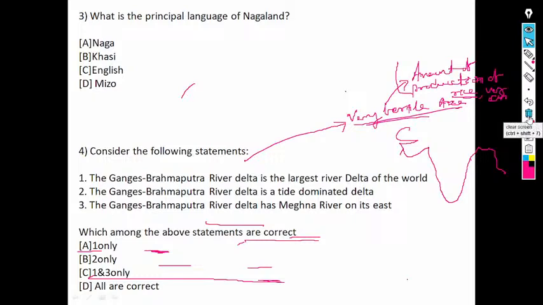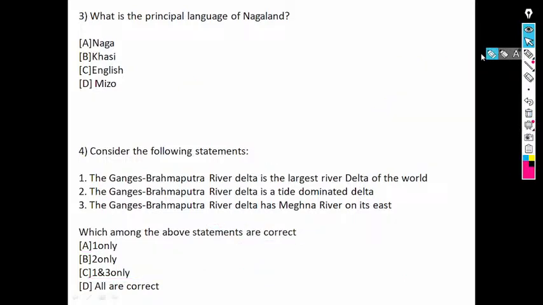what is the principal language of Nagaland? You can say Naga, Khasi, English, and Mizo. Principal language of Nagaland. Your answer is C, English.